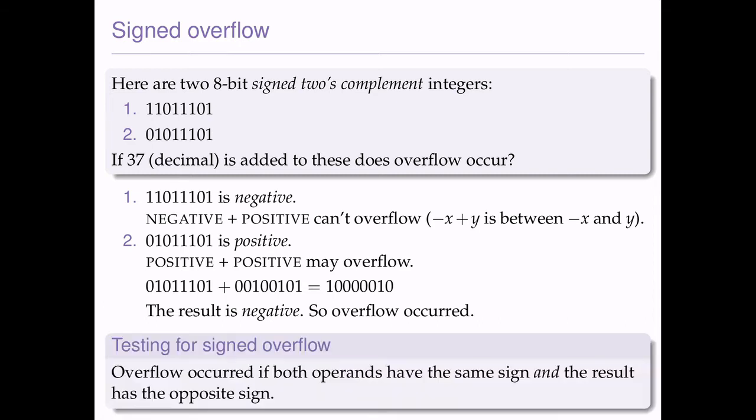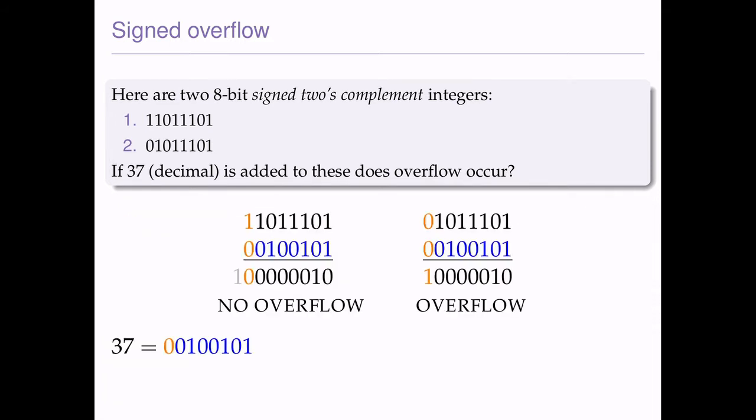We can test for a signed overflow, which we'll have a look at in a minute. Overflow has occurred if both operands had the same sign and the result has the opposite sign. So if we add two positive numbers together and we get a negative number like we did with number 2 and 37 here, that means overflow has occurred. Of course, if we add two negative numbers together and we get a positive number out, overflow has also occurred. So let's have a look at this in a bit more detail.